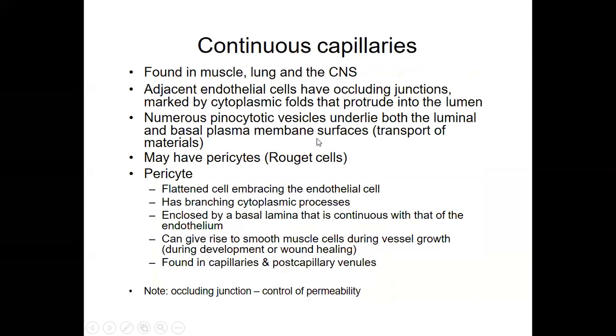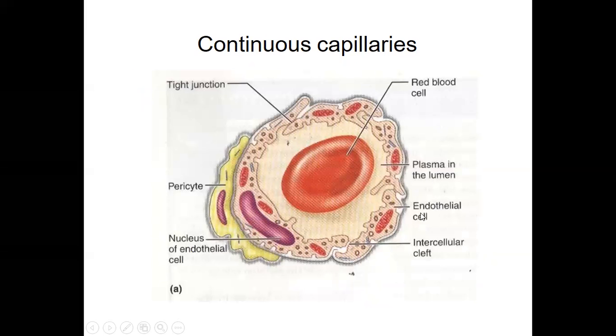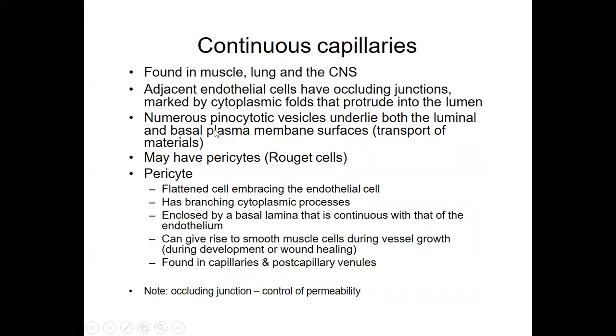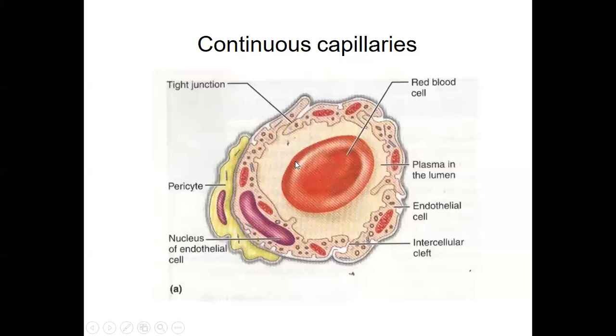This is the continuous type of capillary. Numerous pinocytic vesicles underlie both the luminal and basal plasma membrane surface. The function of these pinocytic vesicles is to transport material. You can see the small rounded structures inside there, which are the pinocytic vesicles.